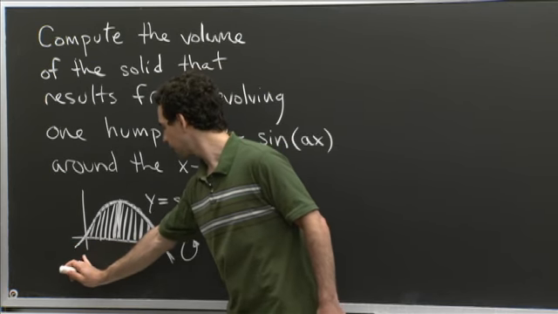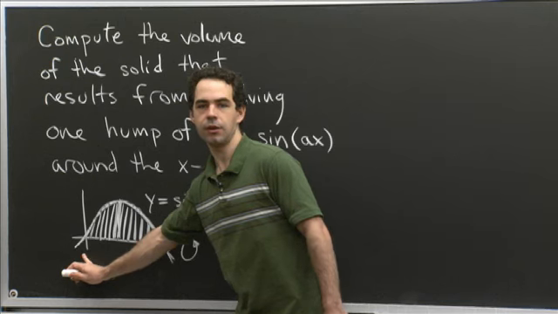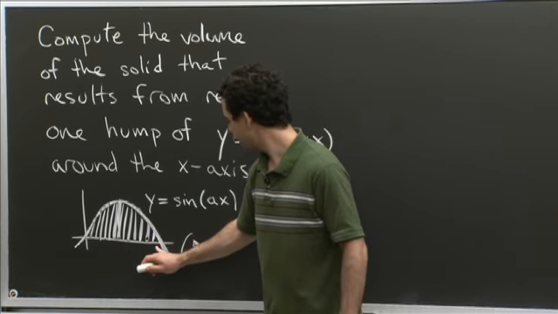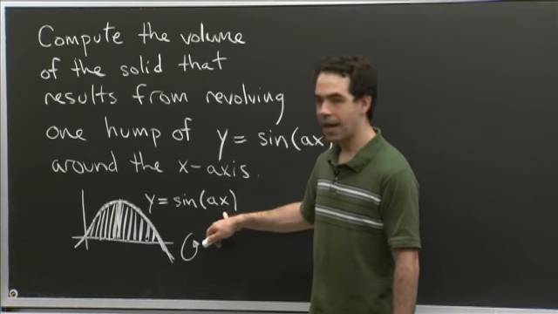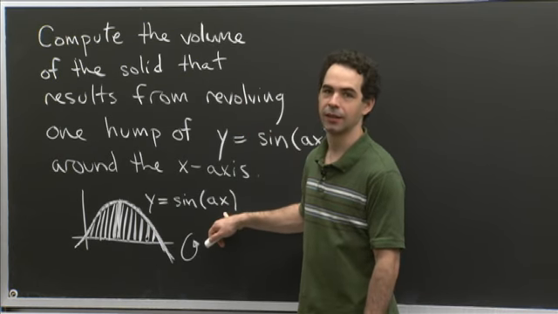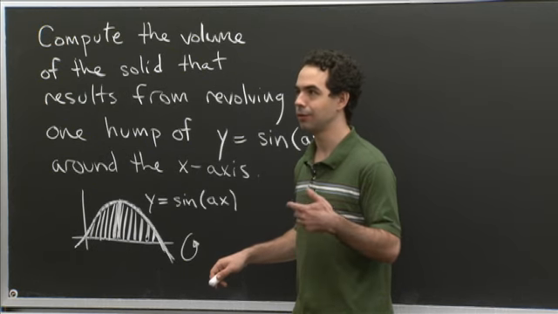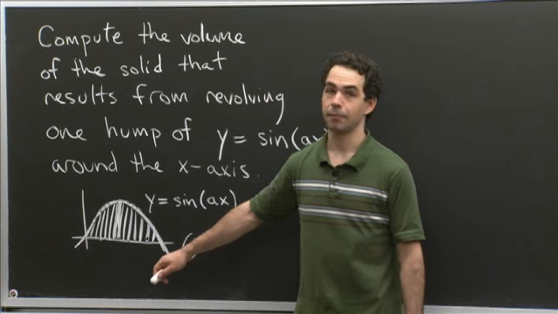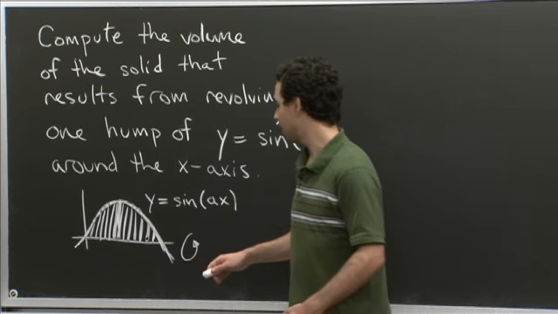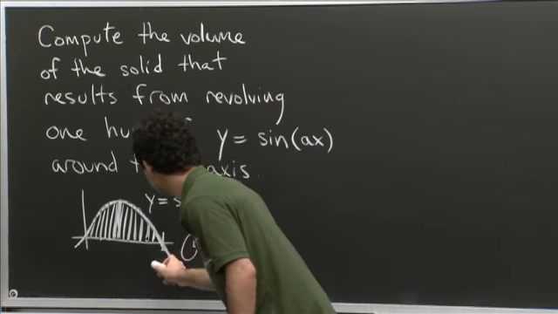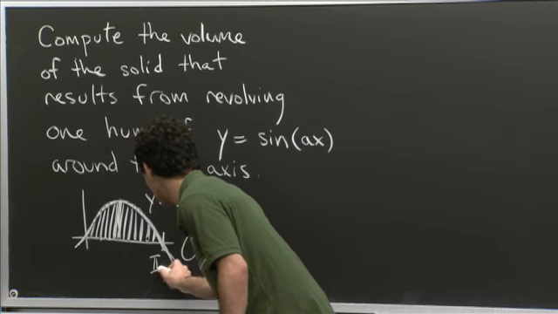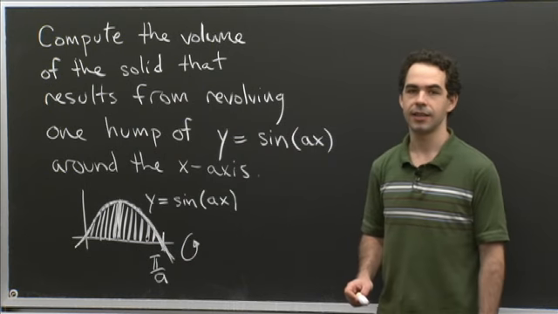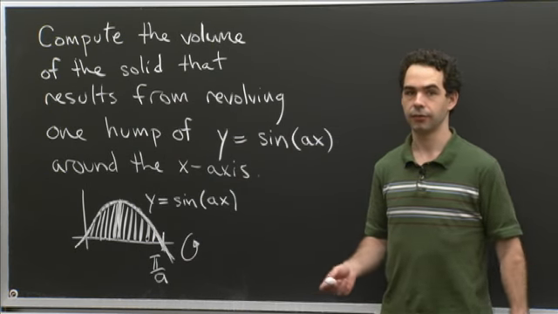We're going to add them up starting at x equals 0 and going until the end of this region. So we need to figure out what the end of that region is. We need sine ax to be 0 again. Well, the first time sine is 0 after 0 is at pi. So we need ax to be pi, so this value is at pi over a. OK, so that's the setup for the problem.